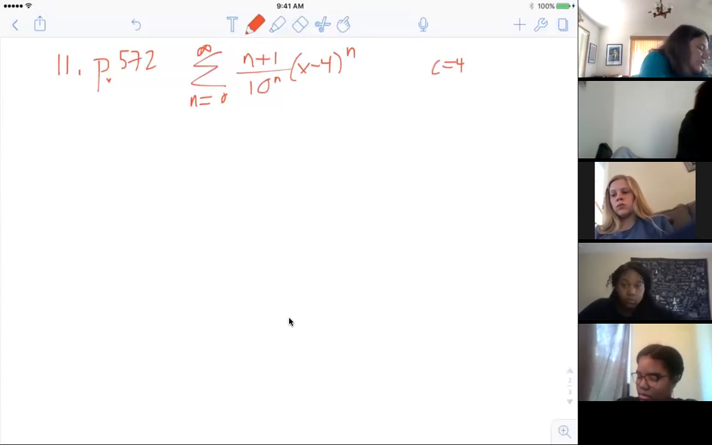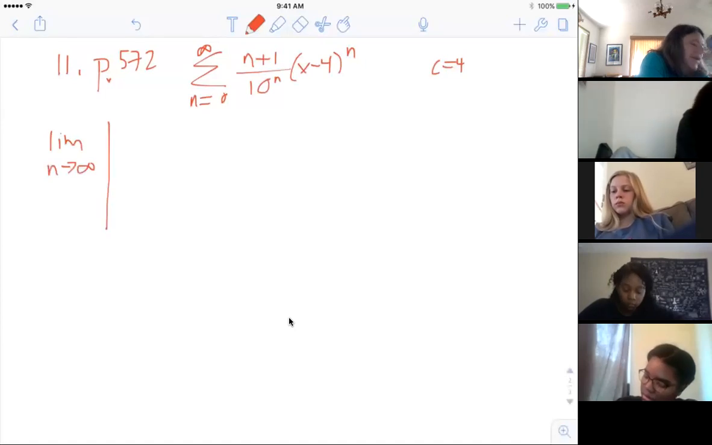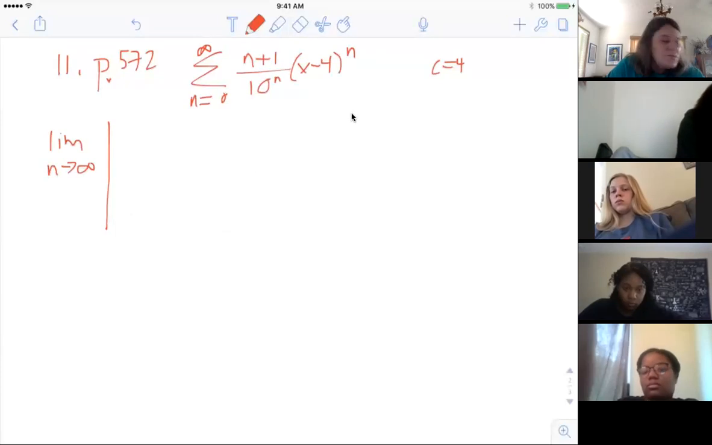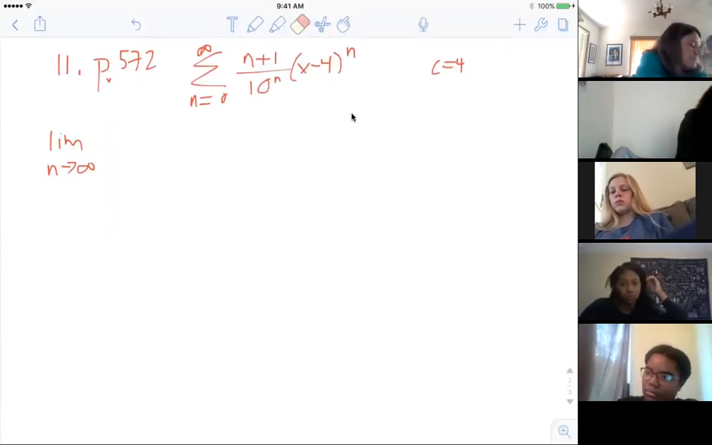I'm going to use a ratio test on it. It's going to be the limit as n goes to infinity. You know what, guys? I don't even have to use the absolute value here because this doesn't have any negative terms in it. The absolute value gets rid of negative terms, so it is absolutely convergent, because this is a positive term series. But it's not one that's easily compared, and it's a power series. We use ratio test on it.